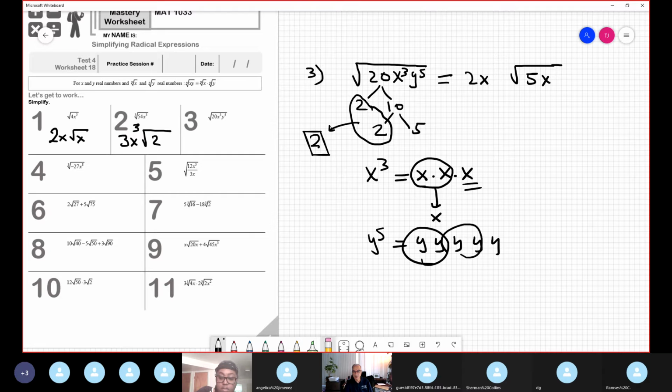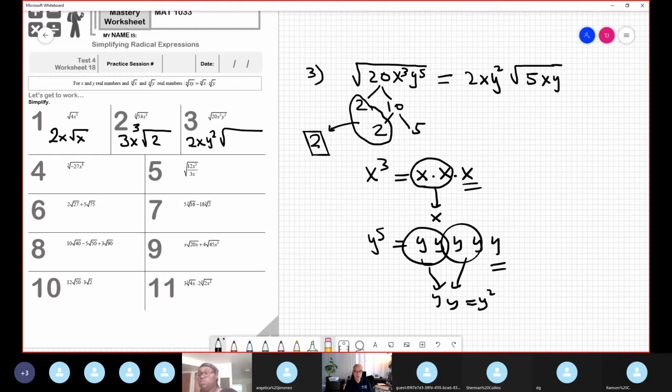We have a couple, we have another couple, go outside like a 1y, go outside like another y, and y squared outside, and 1y stays inside. And this is the answer. The answer is 2x, y squared outside, radical 5xy.